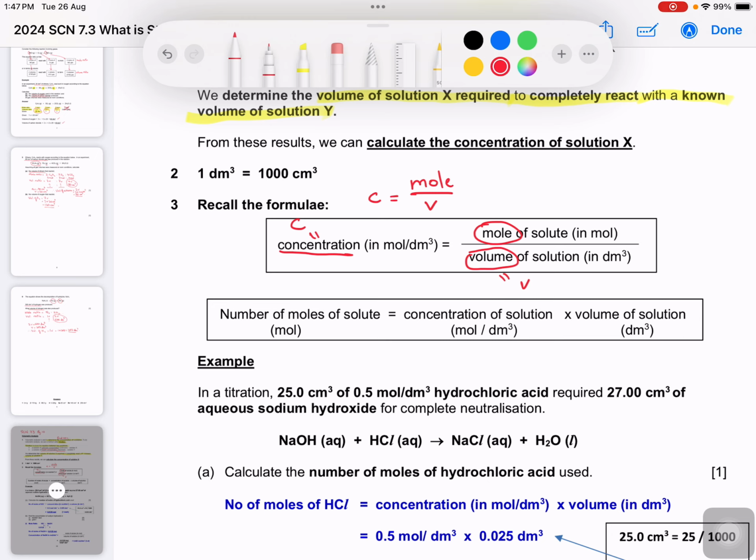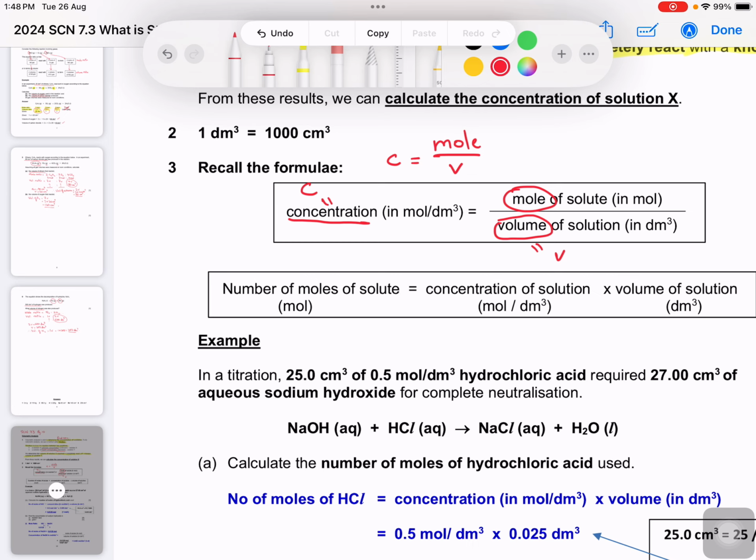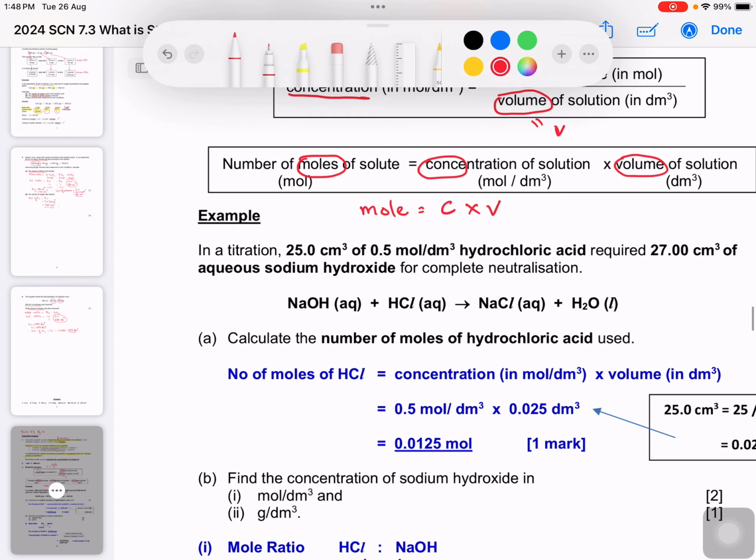If we rearrange the formula and we want mole, then mole will be equal to concentration times volume. Let's be consistent: we use C times V, where concentration is C and volume is V. Okay, so we will be using these two equations a lot. Let's look at the example.